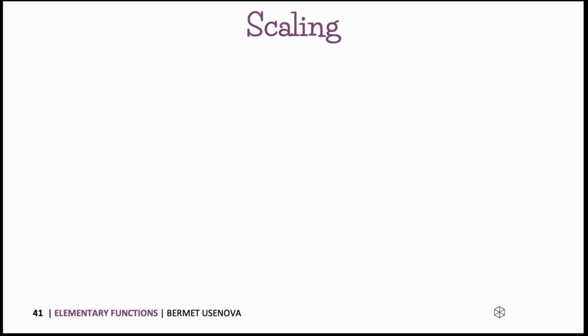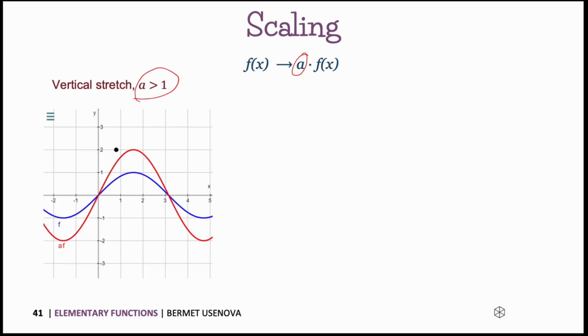So there are two types of scaling. The first one is when we scale the function itself, also called scaling function values. Depending on the coefficient value, this transformation will be called either vertical stretch or vertical compression. So the first example is vertical stretch, when we have coefficient a larger than 1. So here we have an example of the basic function sine x.